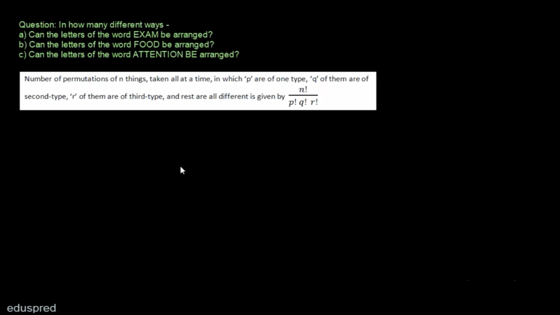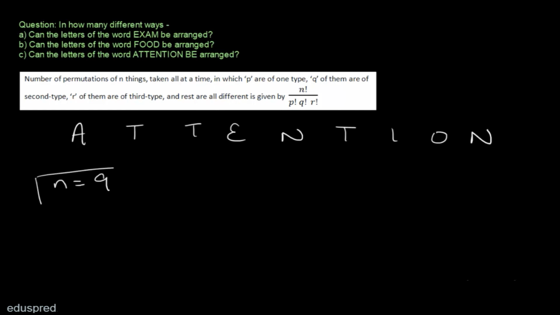Now let's move to part C and let's use this rule to find the answer to that part. So in part C, we have to find the anagrams of the word attention. So this is the word that we have. Now, first of all, count the total number of letters that you have. Irrespective of whether the letters are repeating or not, just count the total number of letters that you have. So in this case, we have 9 letters and this becomes your n. So your n is 9.